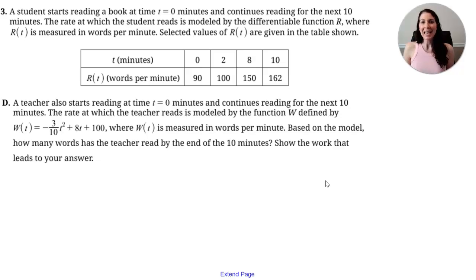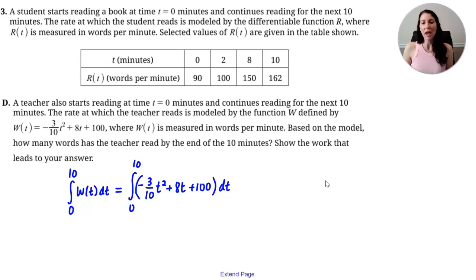Now, normally we begin a problem like this with how many words they've read already, but because it's not given to us, I'm going to assume that the number of words read already is 0. So I would start with 0 and then add on the integral from 0 to 10 of w of t dt, because that represents how many words were read between the time of 0 minutes and 10 minutes. And so that would be the integral from 0 to 10, and I'm going to replace w of t with the function that was defined in this problem.